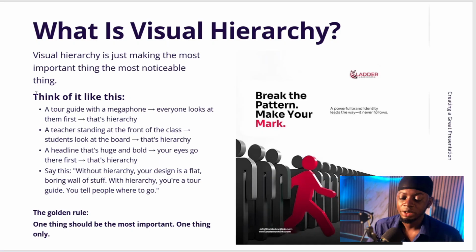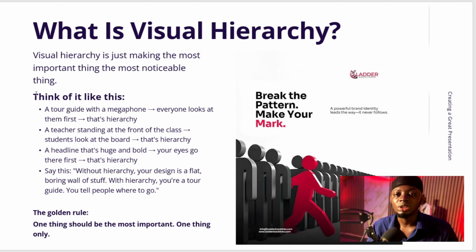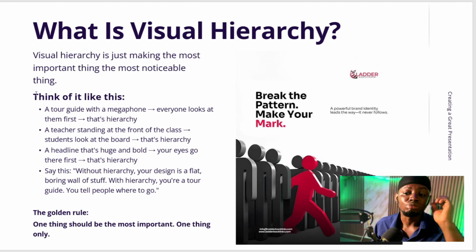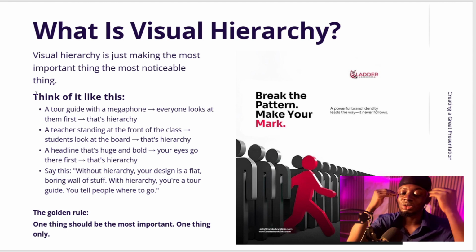What is visual hierarchy? Visual hierarchy is just making the most important thing the most noticeable thing. That means visual hierarchy literally means making the most important element, the most important message, or the most important text in your design the most noticeable one. That means you are making the most important one noticed at first view, at first glance, at first look.